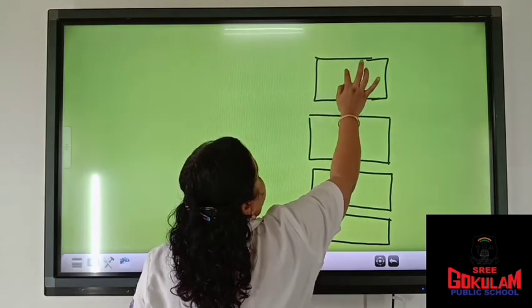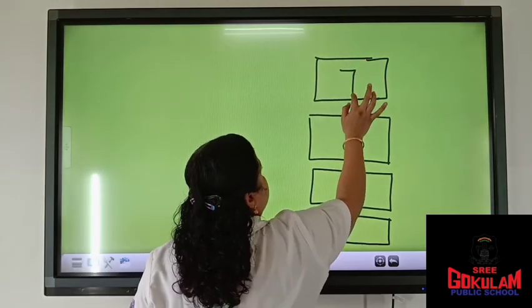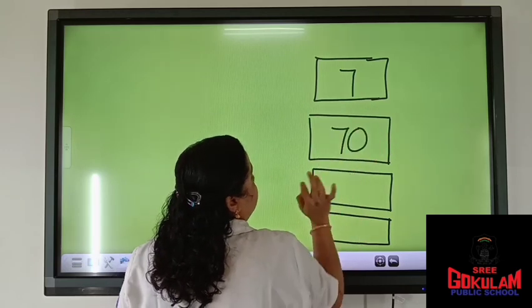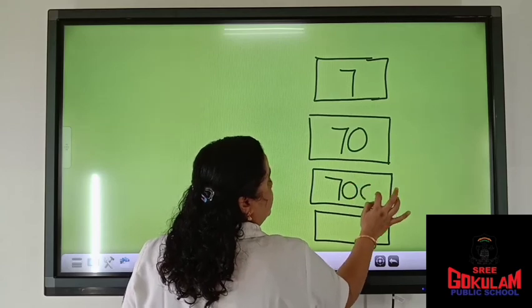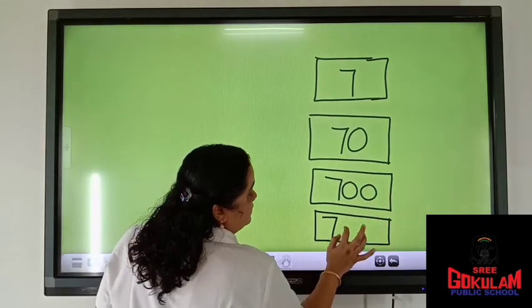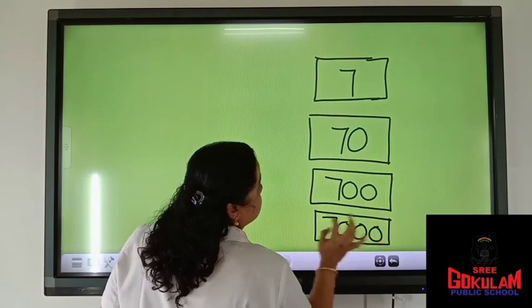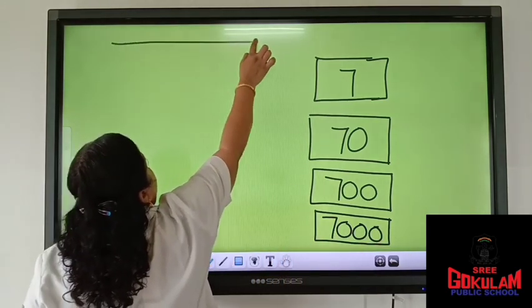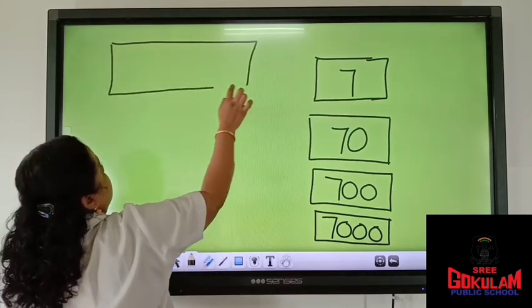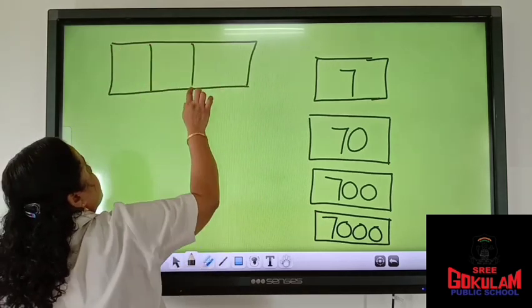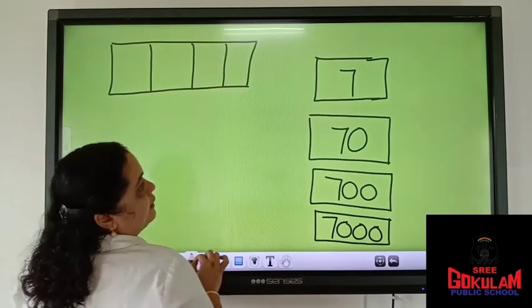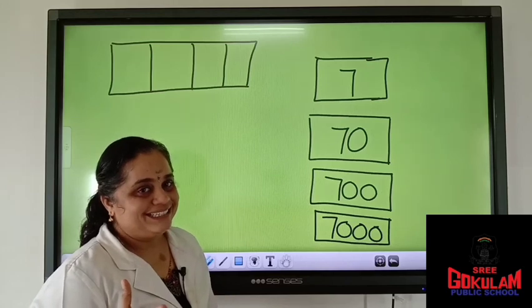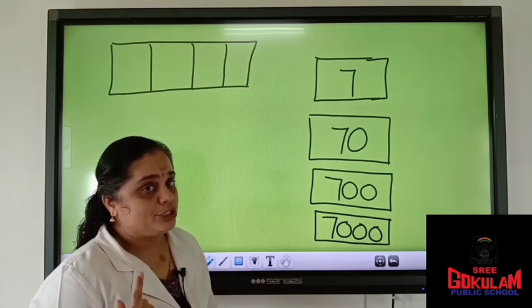Fine. So I will go like this. We will have the number 7 here. Then we will have the number 70. Then we will have 700. And finally we will have 7,000. Okay, children? And I expect my children to tell me the number. You have to guess the number. I hope by now you might have guessed it, right? Shall we find if you guessed it right or not?